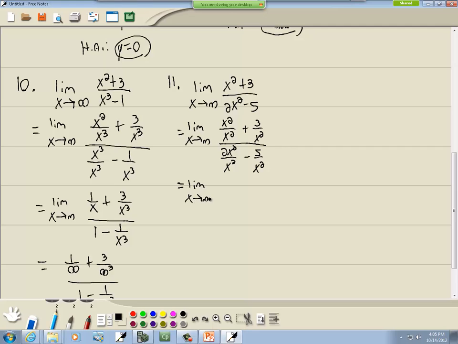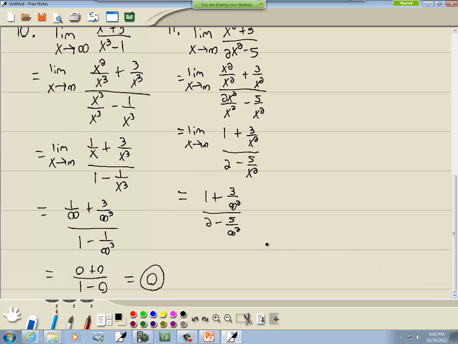Well, x squared over x squared is 1, plus 3 over x squared. These x squareds cancel, gives me 2 minus 5 over x squared. Well, now we can plug infinity in. So we've got 1 plus 3 over infinity squared, over 2 minus 5 over infinity squared. Well, the 3 over infinity squared is 0, so that's 1 plus 0. And this is 2 minus, and that's 0, which would give us 1/2.